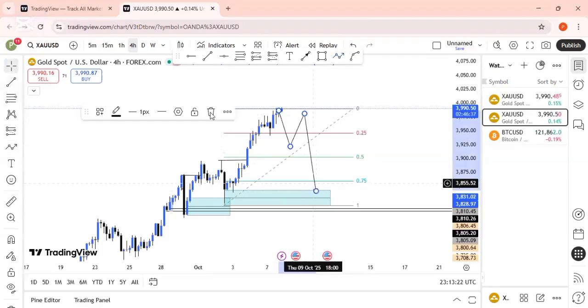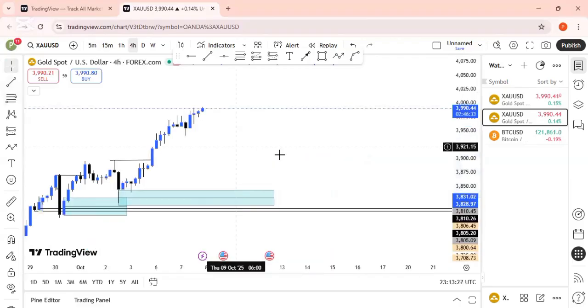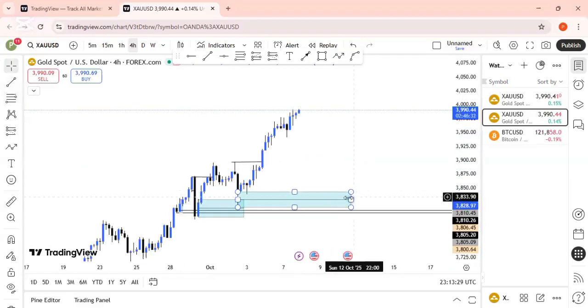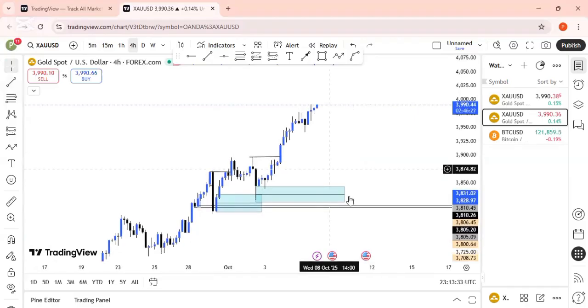But for now, the trend is still going up. We are still looking to buy. There's no sell opportunity yet on gold, no matter what. So you should keep buying on gold.